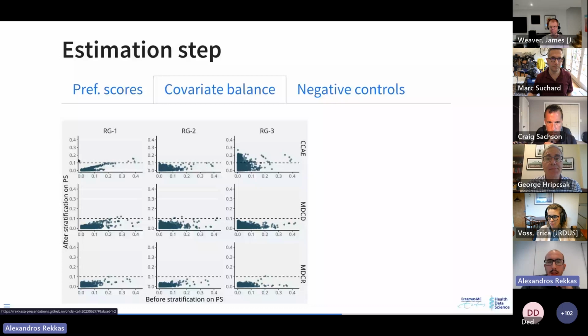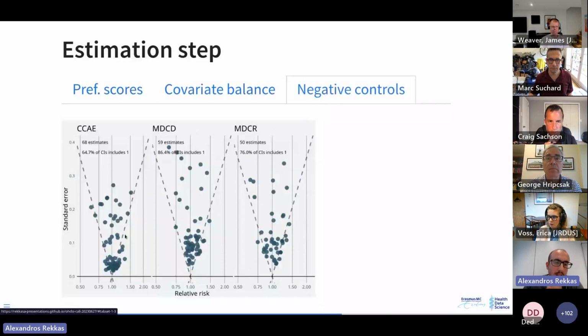So again, the problems in CCAE are confirmed in the negative control analysis, where we see that there may be some evidence of residual confounding going on in CCAE. Because of the problems with CCAE, and mainly because these problems are focused in the higher risk patients, we don't consider the highest risk patients in CCAE anymore, and we only present results for the lower and the intermediate risk groups in CCAE.